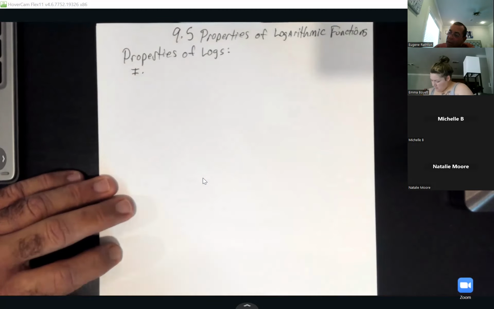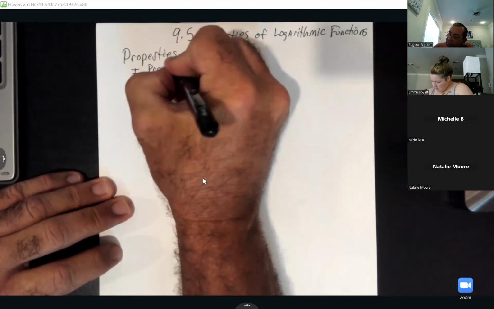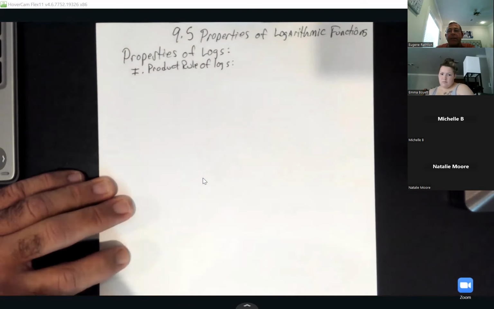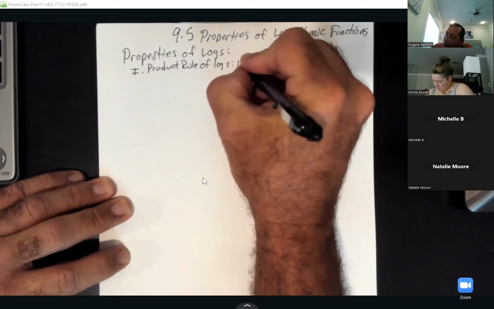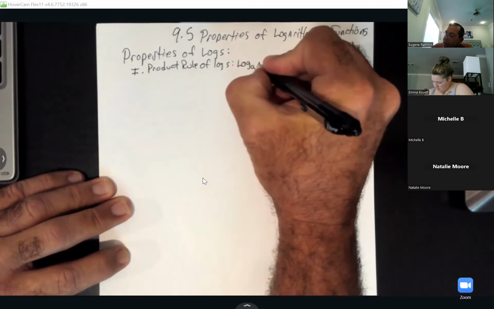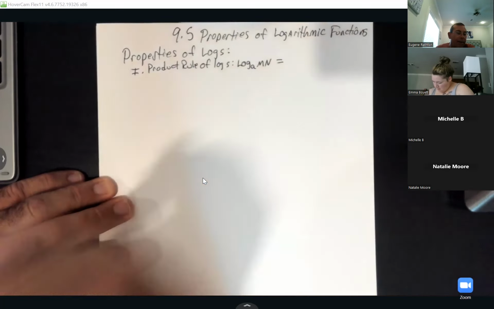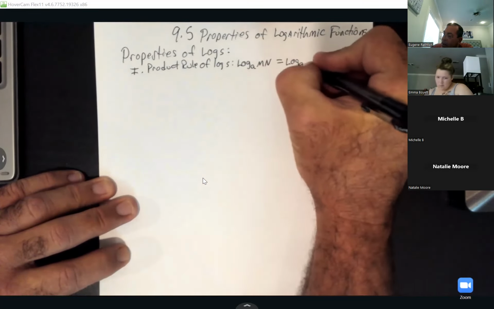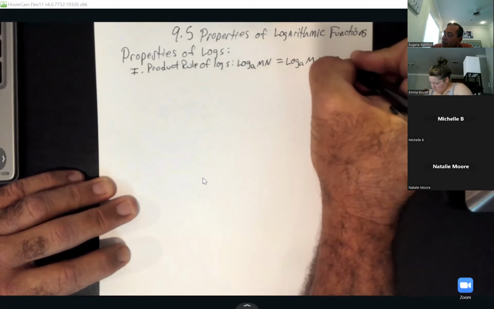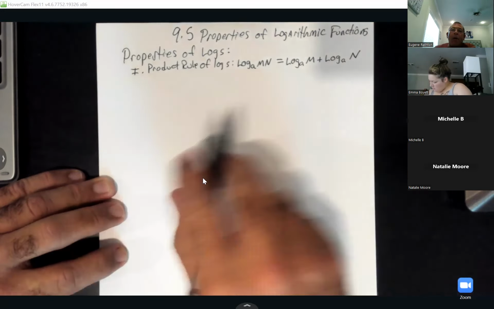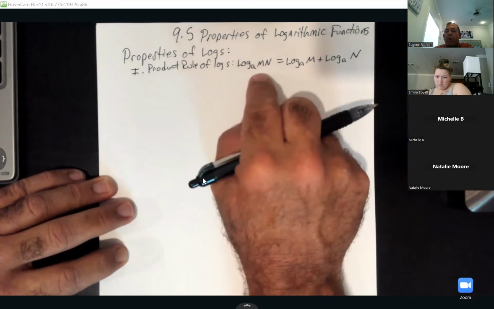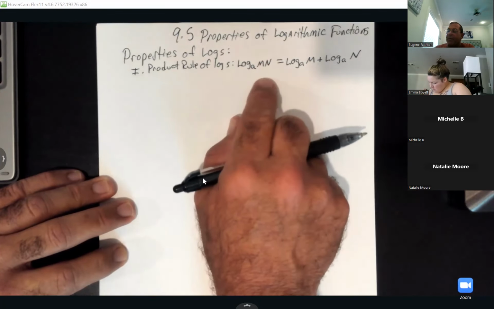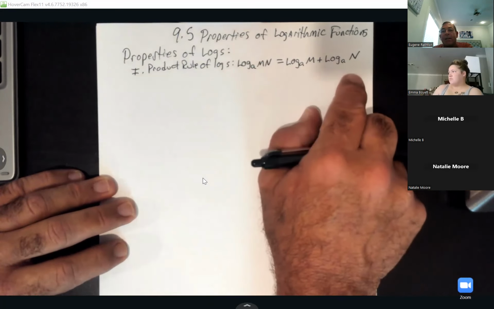First property is the product rule of logs. And this tells me what to do if I got a product. So if I got a log base A, M times N, that can be written as a sum of these logs. A log A M plus a log A of N. And I always remembered that because the product rule of exponents says when you're multiplying the same variables, you add the exponents. So that sort of keeps me in line with this. And I got a product, so I'm going to rewrite them as a sum of logs.